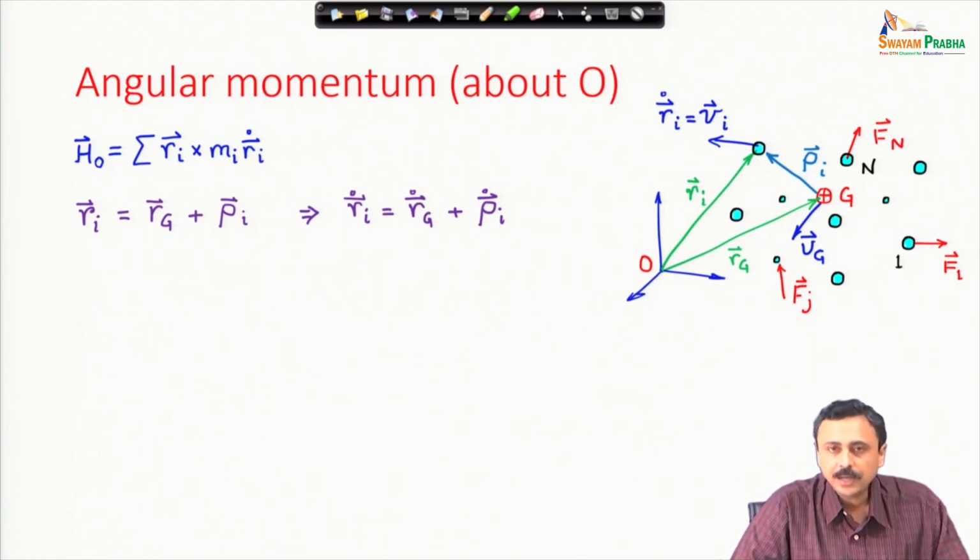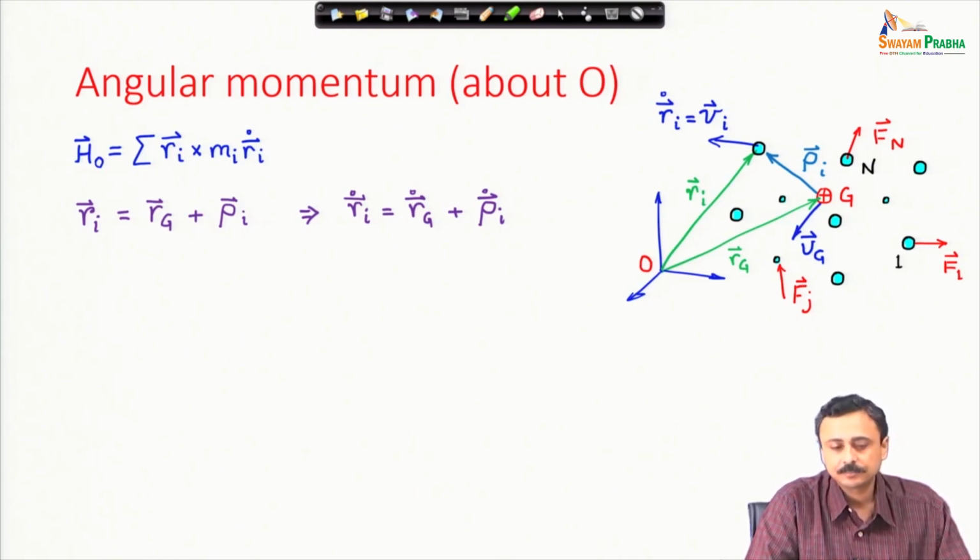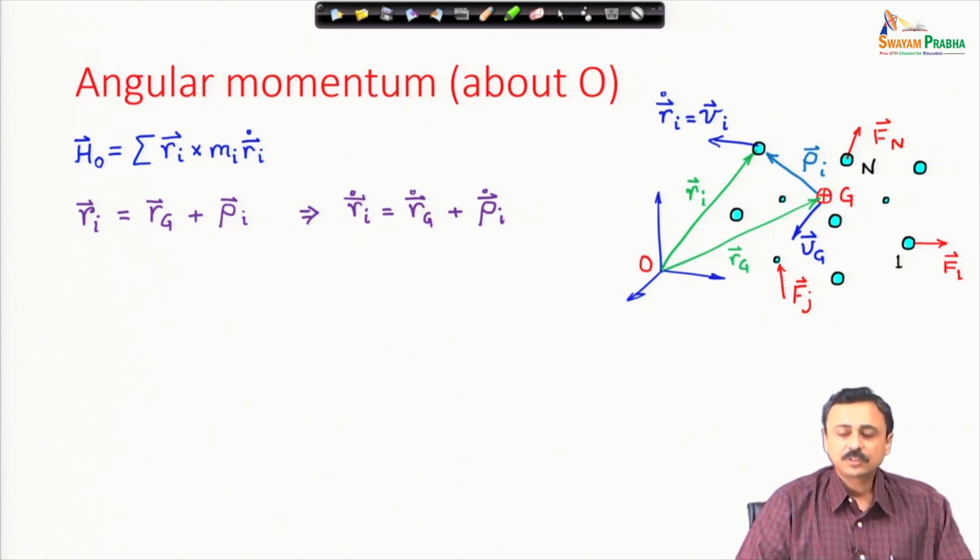Now, we are going to write down this expression of angular momentum, and let us see what it looks like using these vectors. R I is represented in terms of the position vector of the center of mass and the relative vector rho I. When I differentiate this, I get the velocity of the ith particle equal to the velocity of the center of mass plus the relative velocity of the ith particle with respect to the center of mass. I substitute back these expressions in the angular momentum relation about O, which is defined in this equation.